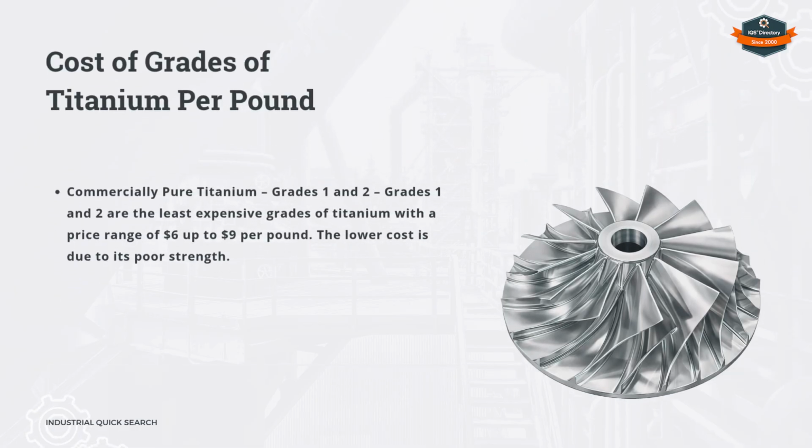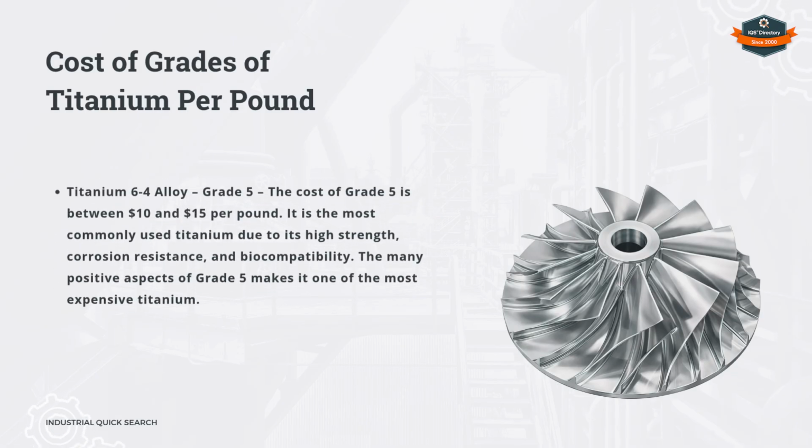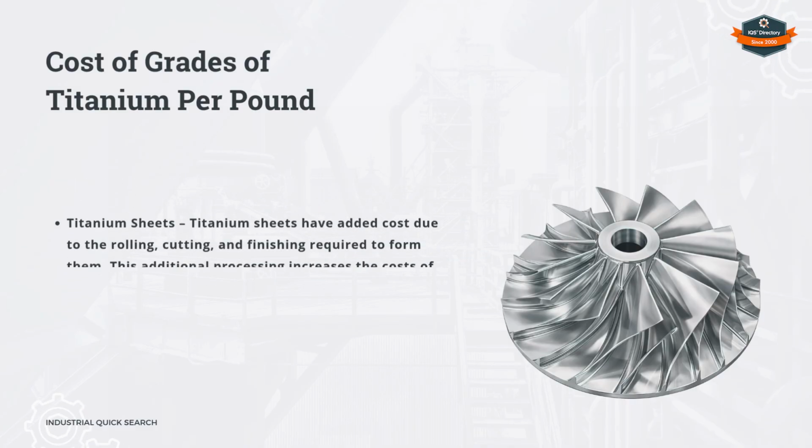Cost of grades of titanium per pound. Commercially pure titanium. Titanium 6-4 alloy, grade 5. Scrap titanium. Titanium sheets.